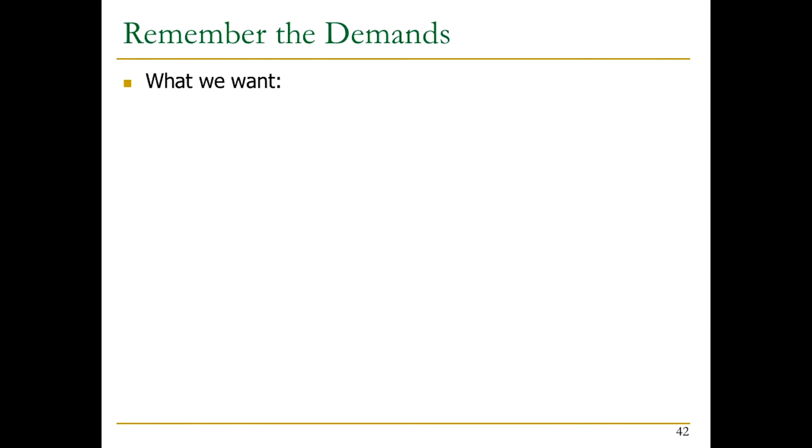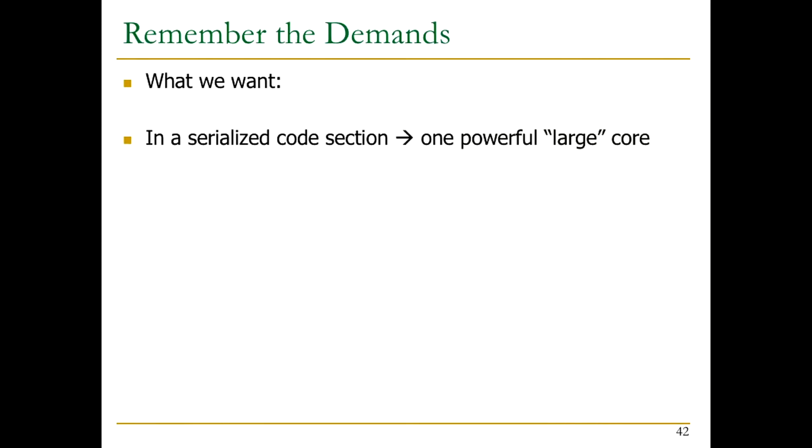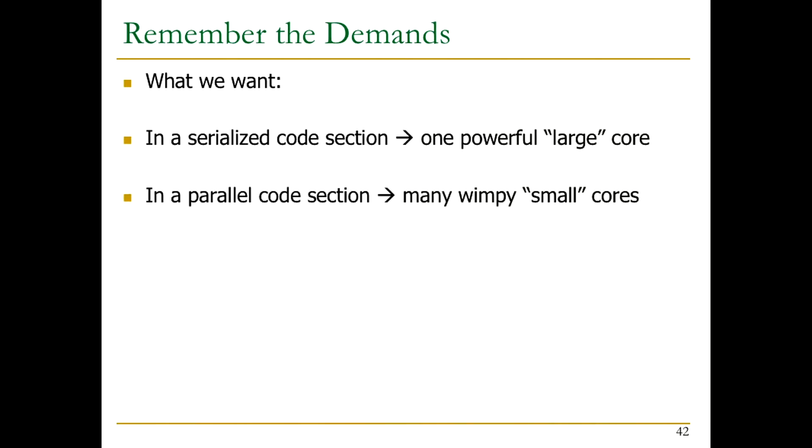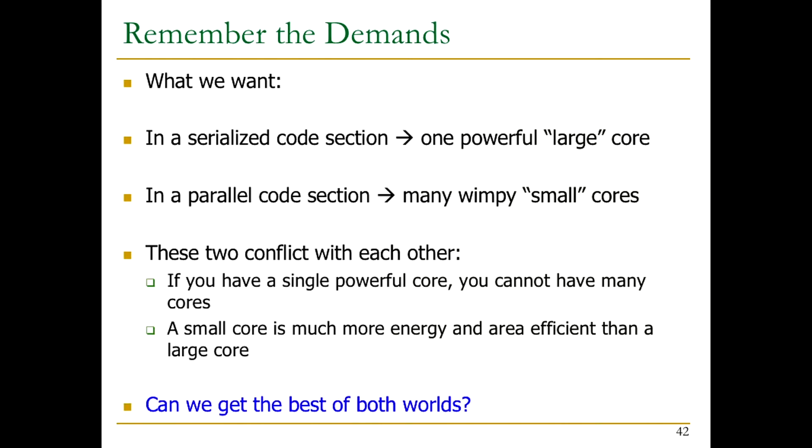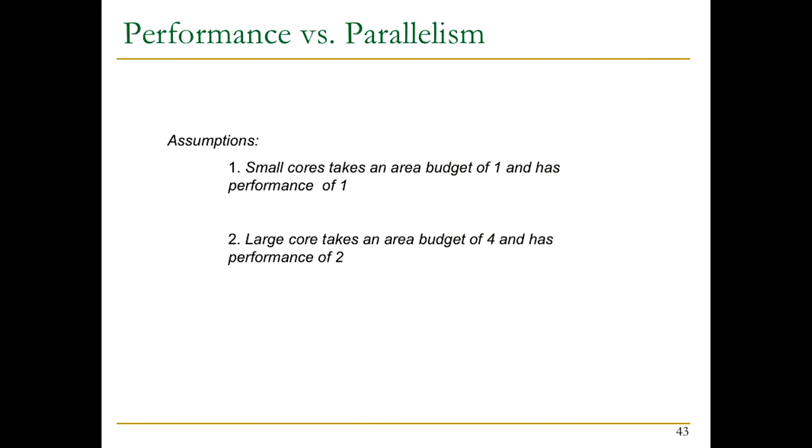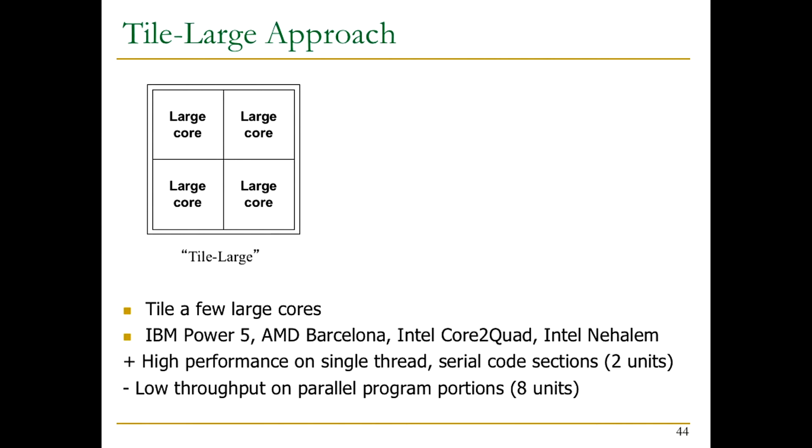Okay. So we have different demands. Going back to the serialized code section, we want one powerful large core. In a parallel code section, we want many wimpy small cores, perhaps, and these conflict with each other. Can we get the best of both worlds? So let's make some assumptions over here. Let's assume that the small core takes an area budget of 1 and has a performance of 1, and a large core takes an area budget of 4 and has a performance of 2 for a given piece of work. This is the tile large approach.